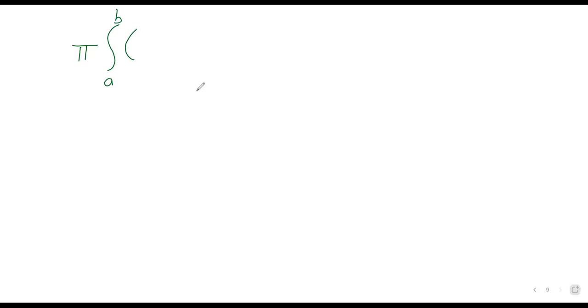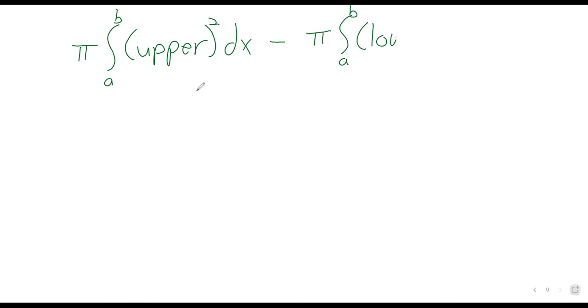So if we take the big integral and then subtract away the stuff we don't want, what we'll be left with is precisely the integral we're looking for.